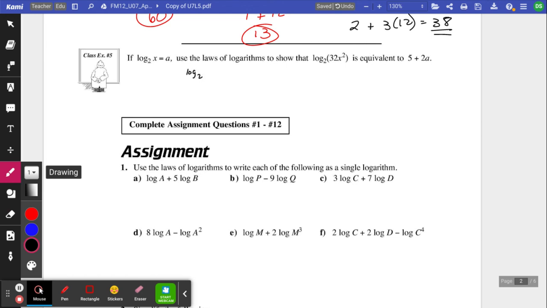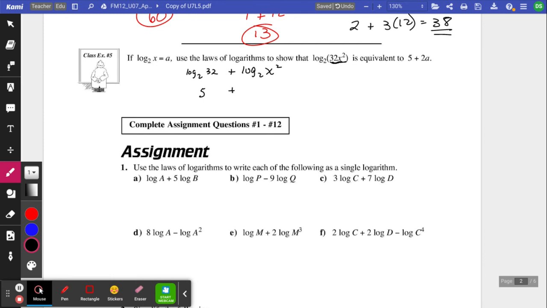Log base 2 of 32 plus log base 2 of x squared. This is two things multiplied together. They become two things added. What is log base 2 of 32? That's a 5. Again, that's the exponent that you need to give to the base 2 in order to get the 32. So the logarithm is an exponent that you need to give to the base to get the argument.